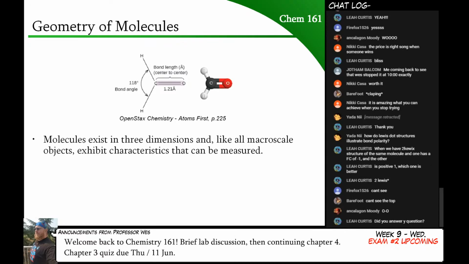Well, all molecules have bonds, and all molecules have electrons around them. Those entities all repel each other, and they repel each other in a very simple way.